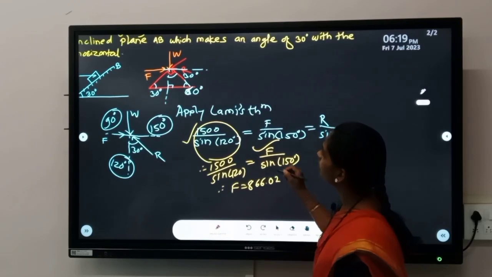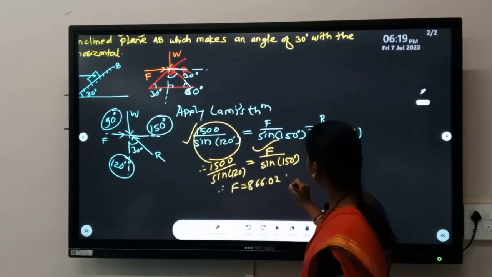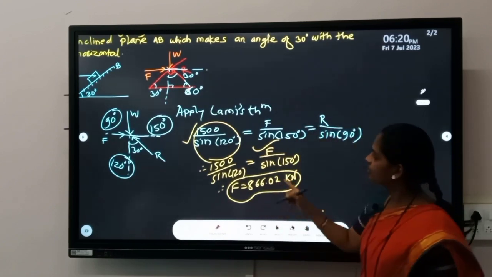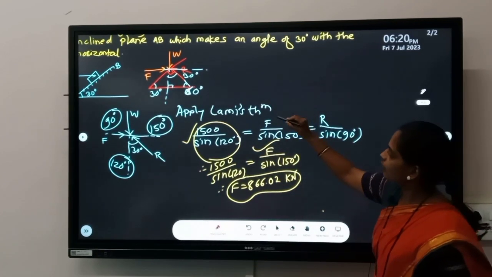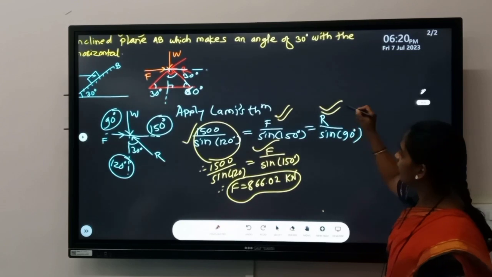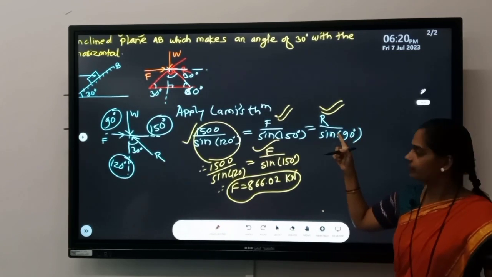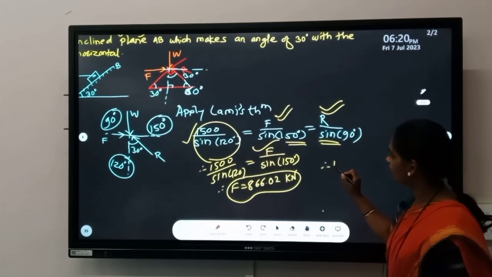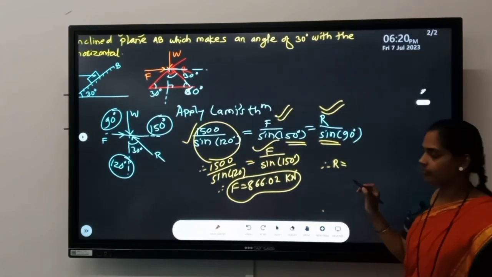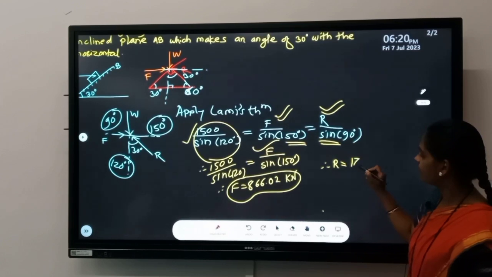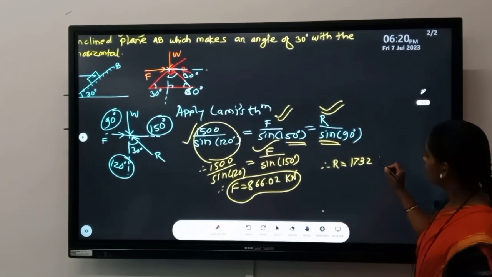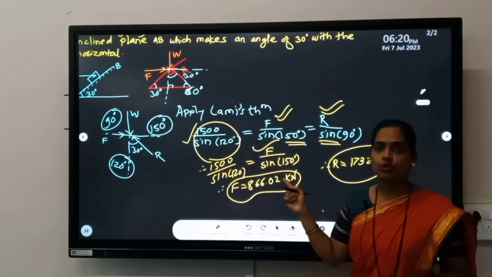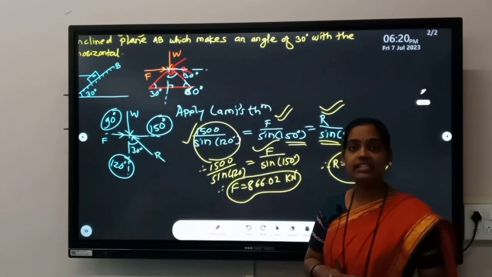866.02 kilonewton. If it is in kilonewton, then the force will also be in kilonewton. Just put this value here and equate this particular parameter to this, then you can calculate the value for R. Just equate these two parameters and tell me the value of R. Therefore R is equal to 1732 kilonewton. This numerical can also be solved by equilibrium conditions. That is another method.